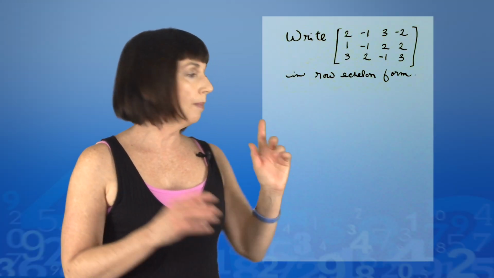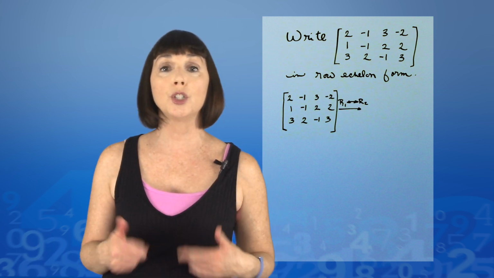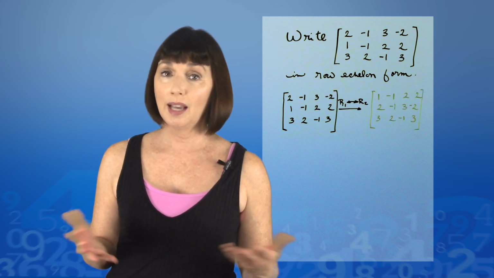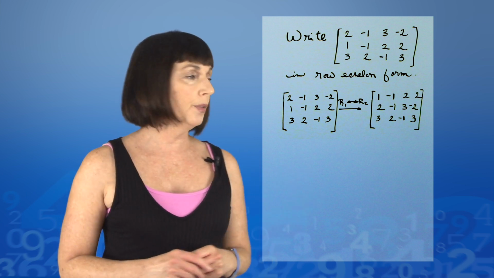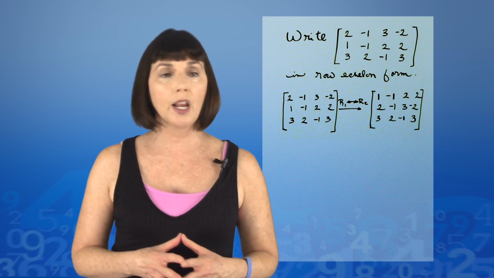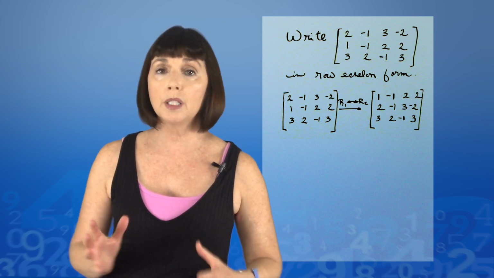Okay, here's our next problem. Let's write this matrix in row echelon form. Very first thing I'm going to do is interchange rows 1 and 2. So that gives me 1, -1, 2, 2, 2, -1, 3, -2, and the third row is unchanged, 3, 2, -1, 3.